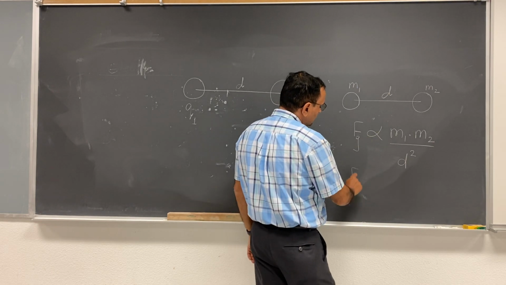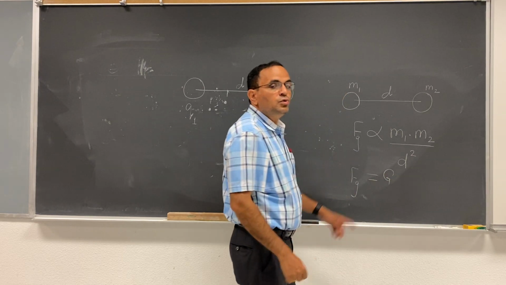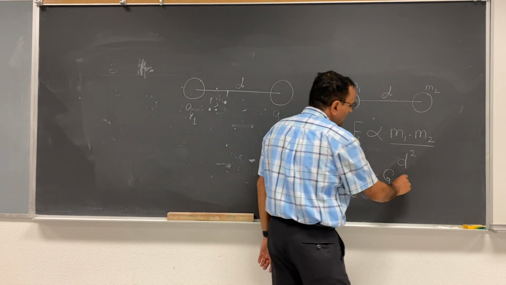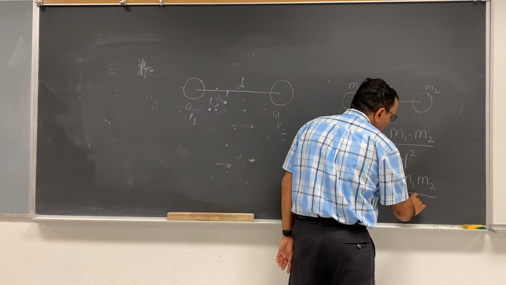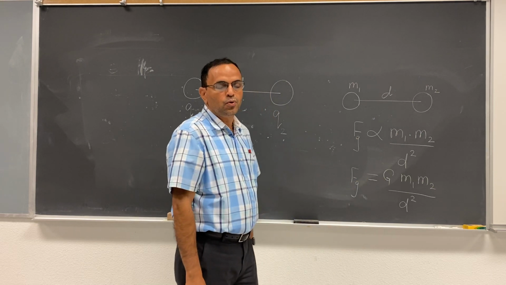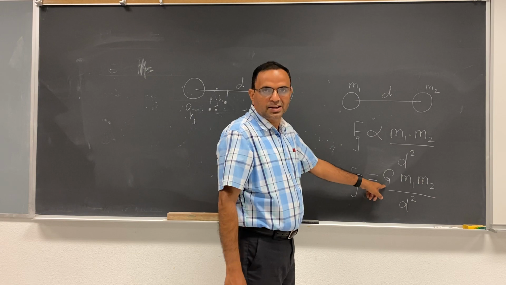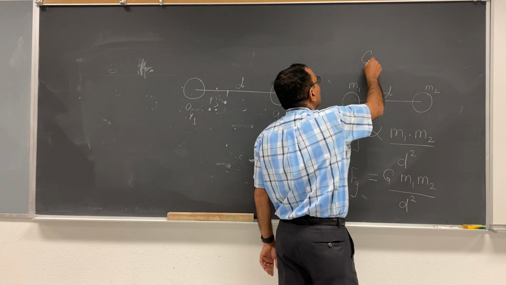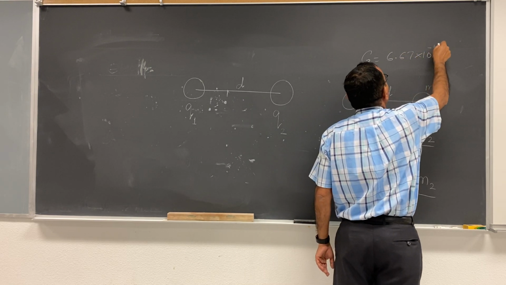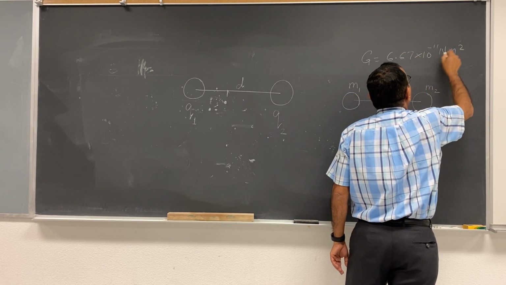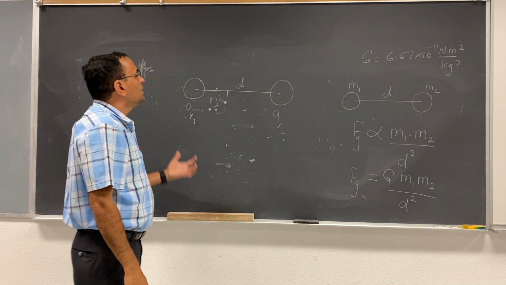The gravitational force F of g equals the universal gravitational constant times m1 times m2 divided by d square. This is Newton's law of gravitation. So the gravitational force is always attractive. And what is this? This is uppercase G. Always use uppercase G. This uppercase G is 6.67 times 10 to the power negative 11 newton meter square per kg square. A small number. Gravitational constant.